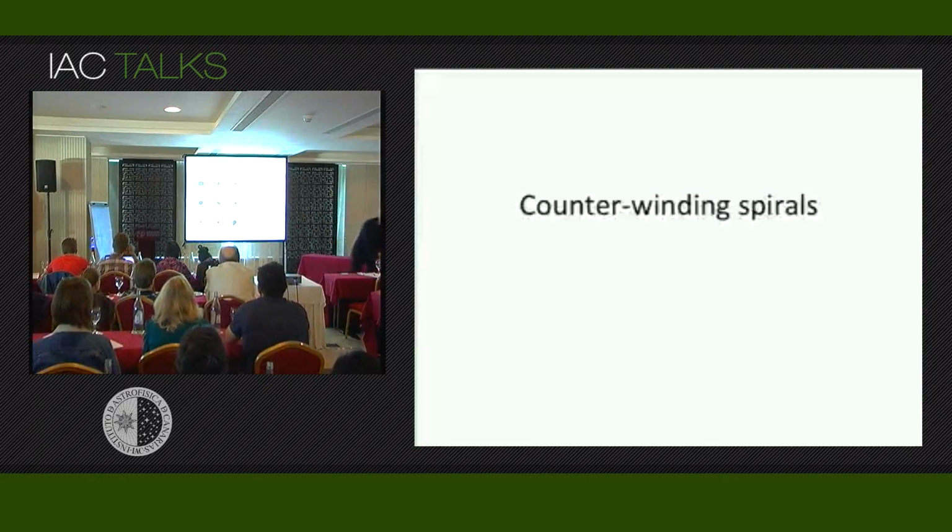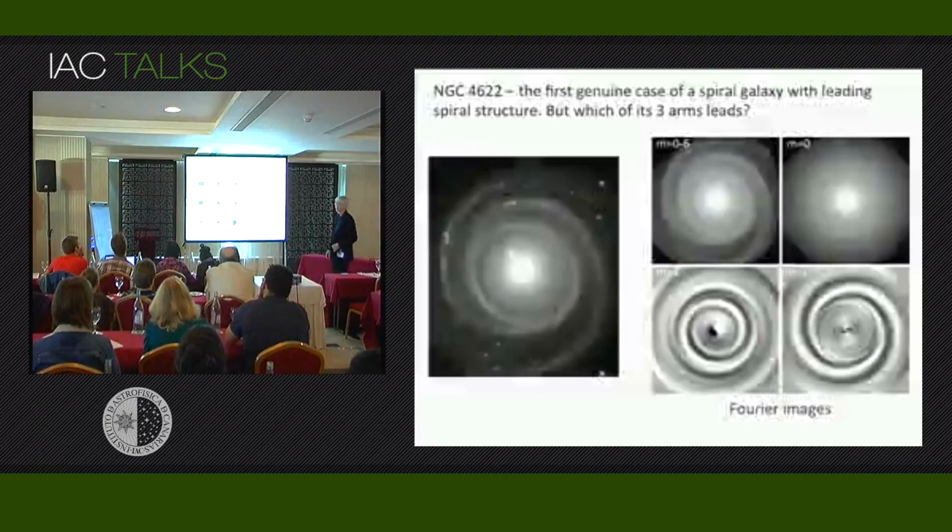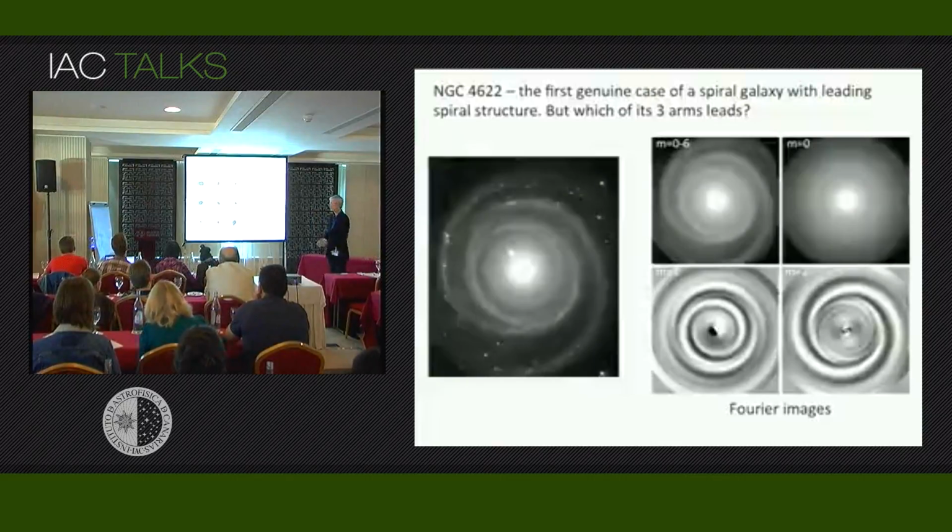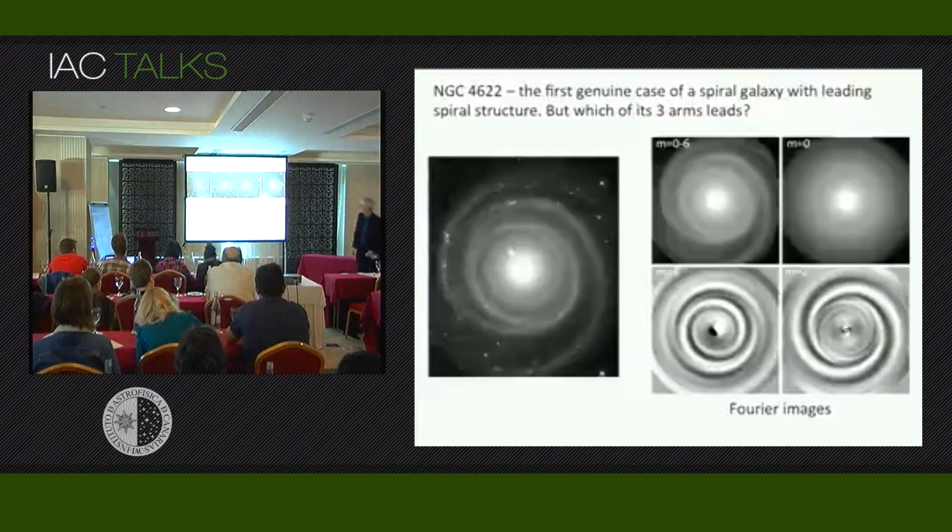Now, let me introduce you to counterwinding spirals. These are extremely rare morphologies. I should have told people when they were doing the Galaxy Zoo project to look for these. But there's only a handful of examples. A counterwinding spiral is a relatively normal-looking spiral galaxy that has two sets of spiral arms. One set of arms opening in one direction and another set of arms opening in the other direction.